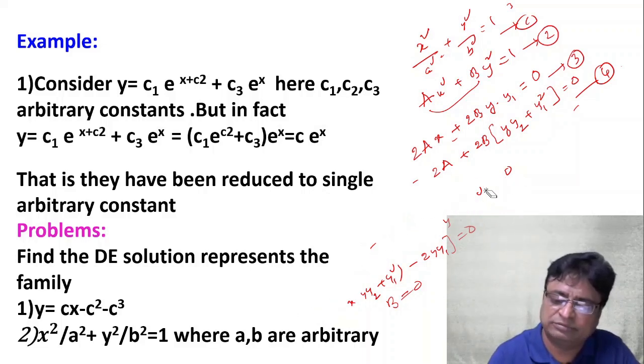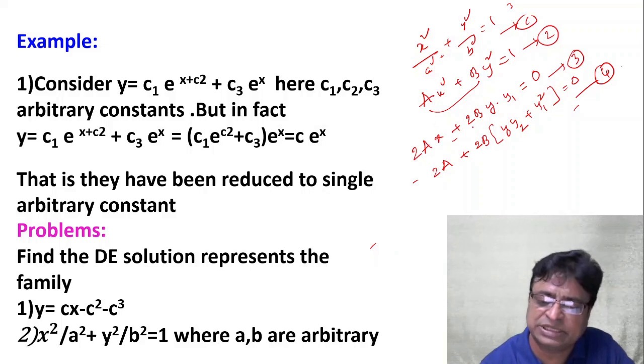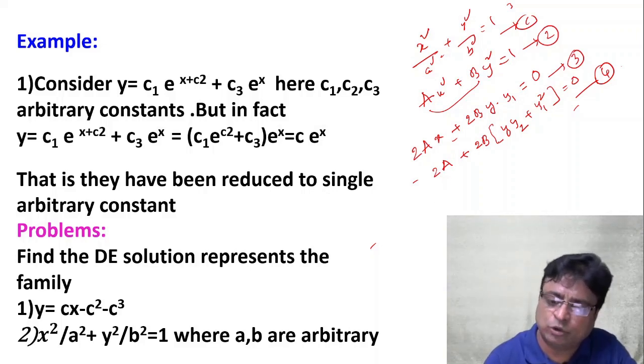So b becomes 0. If b becomes 0, then I can get a as, no, something is wrong. I've gone wrong somewhere. A small mistake has been committed by me. ax square plus by square equal to 1. This is 2ax plus 2by y1 equal to 0. Then again I am differentiating this second time. So this is 2a plus 2b into y y2 plus y1 square equal to 0.